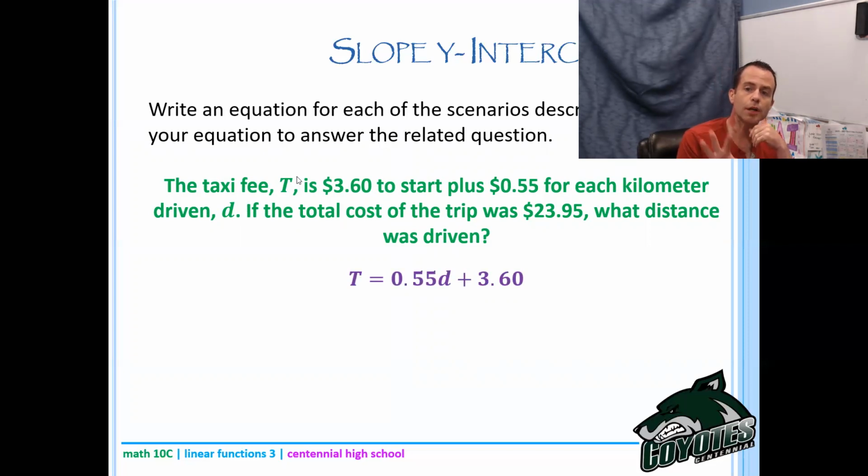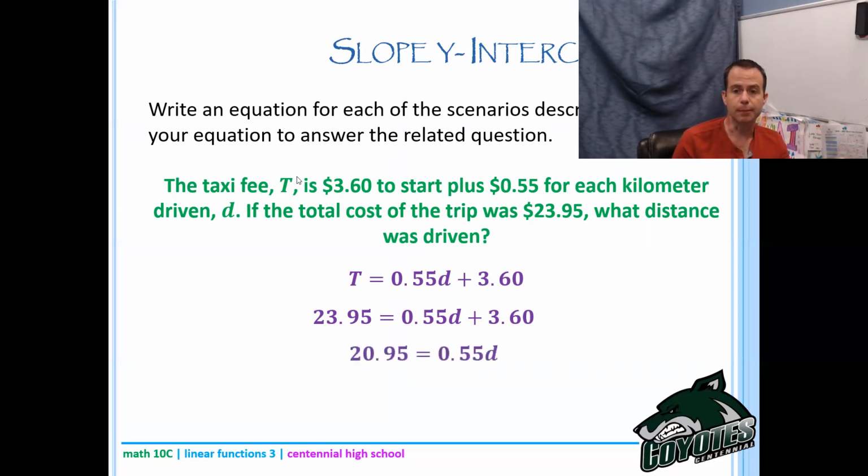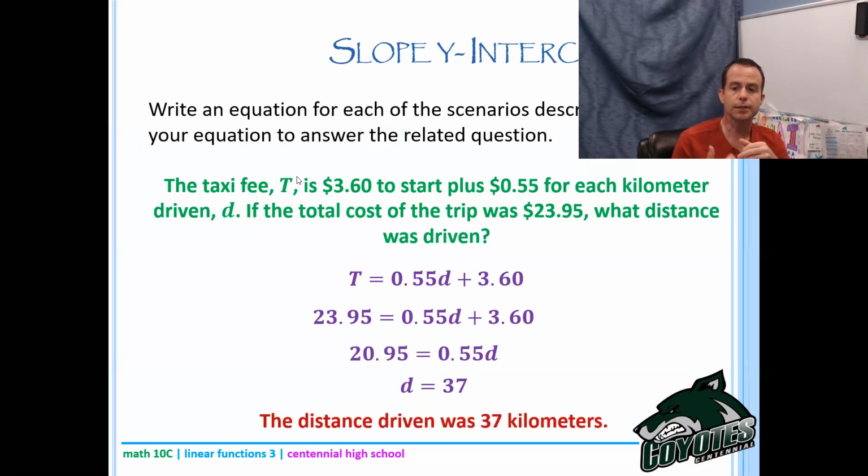The total cost of the trip was $23.95. Did I give you a D value or a T value? That's the total cost. So I plugged $23.95 in for T, and now I have to algebraically solve for D. So I'm going to subtract 3.60 from both sides, and then I'm going to divide both sides by 0.55, and that gives me 37. So the distance driven was 37 kilometers.